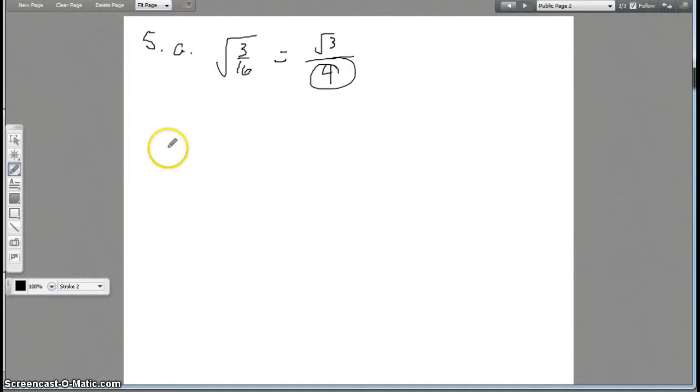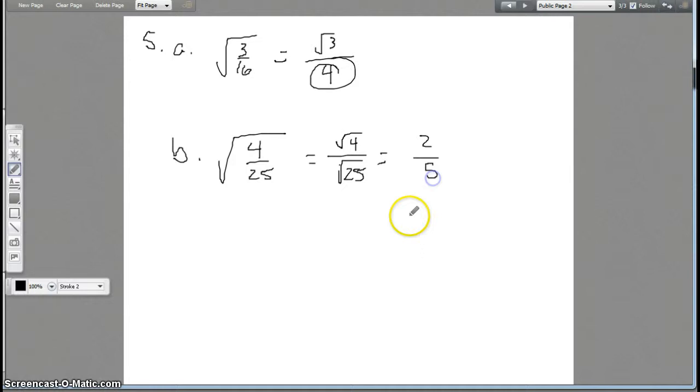Let's look now at part B. We have the square root of 4/25, and that is equal to blank. Well, remember, we can take the square root of each part of the fraction separately. Square root of 4 is 2, square root of 25 is 5, so our answer is 2/5. Let's look at part C. Part C says the square root of 2/7 is equal to the square root of 14 over something.